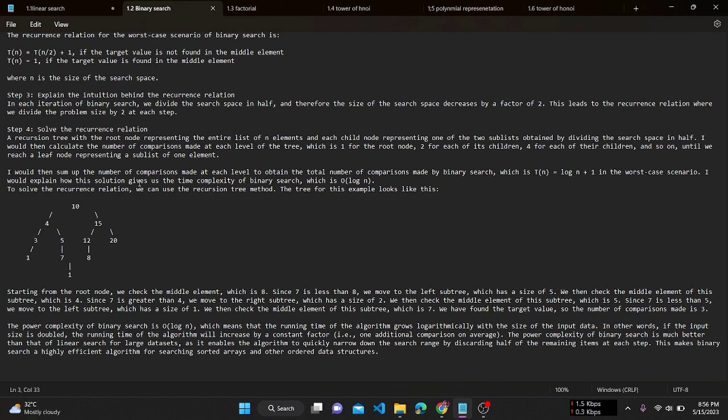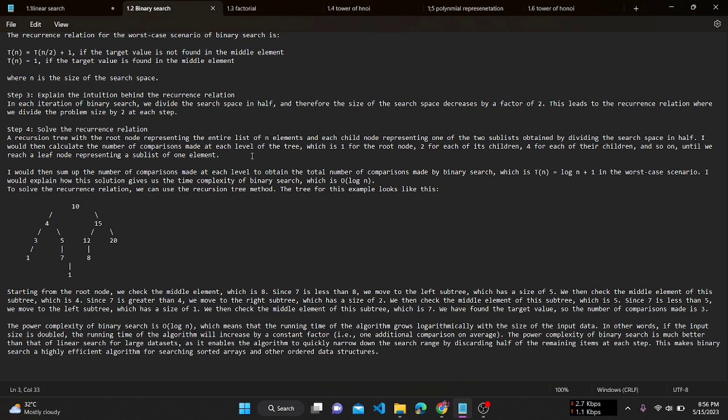I calculate the number of comparisons made at each level of the tree, which is 1 for the root node, 2 for each of its children, 4 for each of their children, and so on until we reach a leaf node representing a sublist of one element. I would then sum up the number of comparisons made at each level to obtain the total number of comparisons made by the binary search, which is T(n) = n log n + 1.